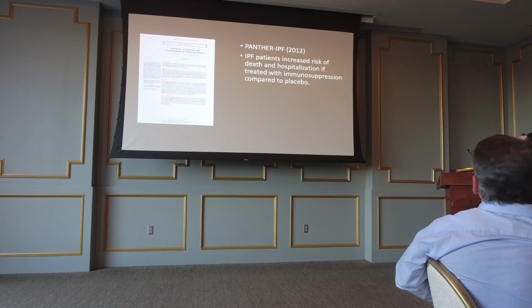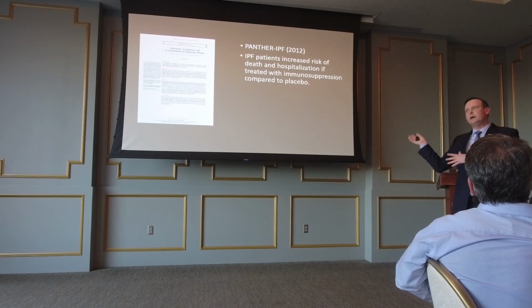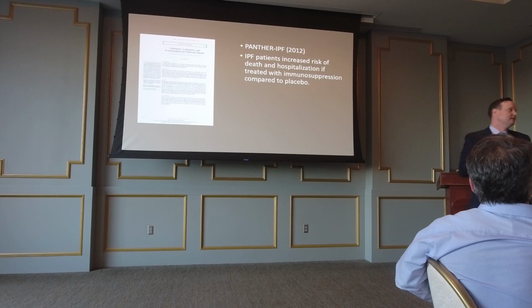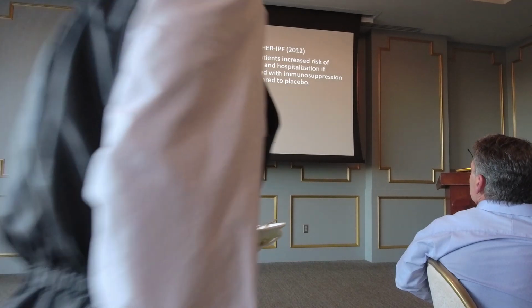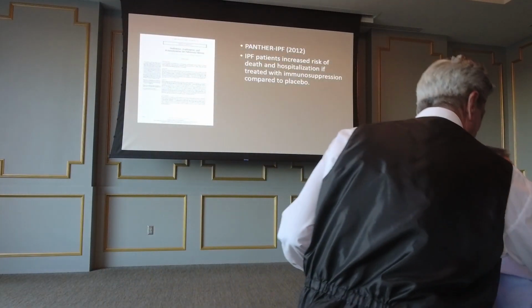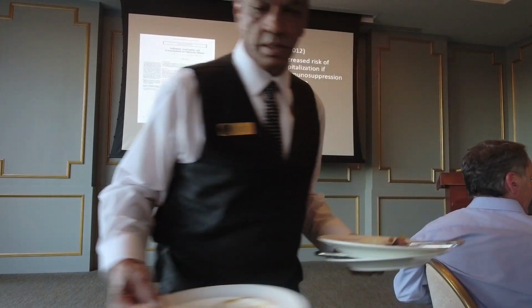So the problem is when someone hears UIP or IPF, they get on the internet and see that its life expectancy is equivalent to lung cancer. It's a 20% survival rate at 5 years, comparable to lung cancer. That's been a little bit better with the antifibrotics, but IPF is not a good diagnosis to get, right?